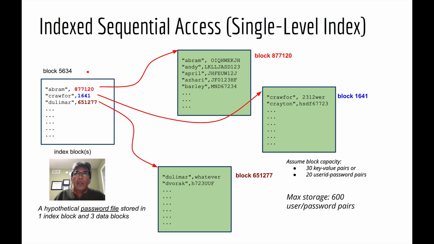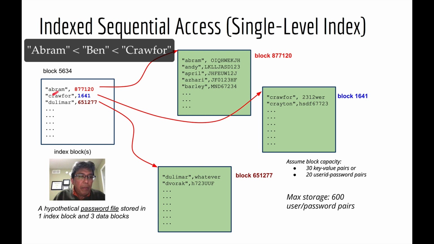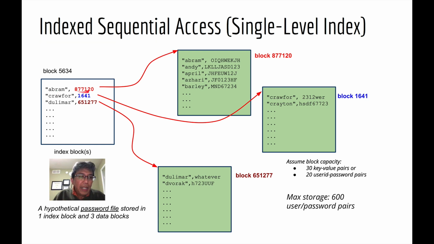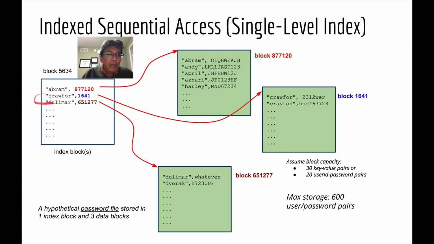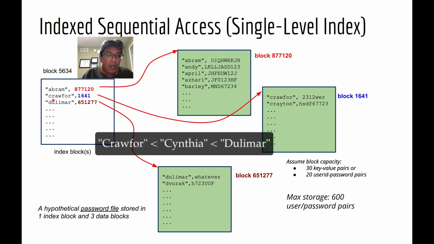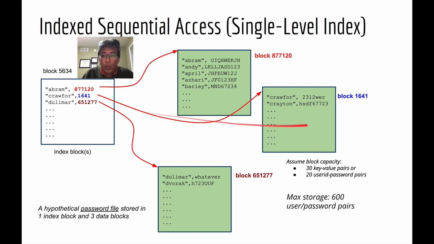Let's say you're looking for Ben's password. Because Ben is between Abram and Crawford, that means we have to search for Ben's password inside block 877120, which is this block. But if you're looking for Cynthia's password, because Cynthia is after Crawford but before Dolimar, that means you have to search for Cynthia's password in block 1641, which is this block.